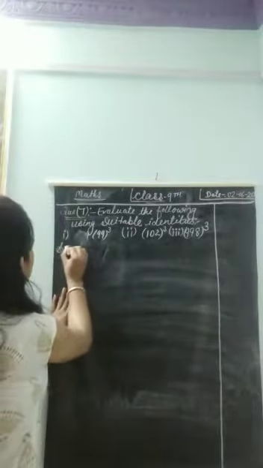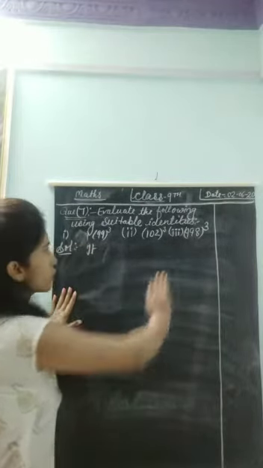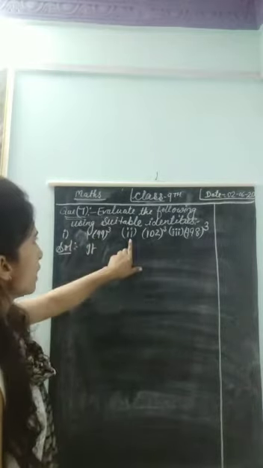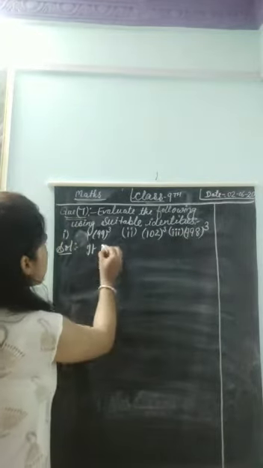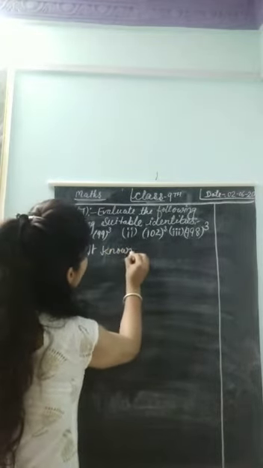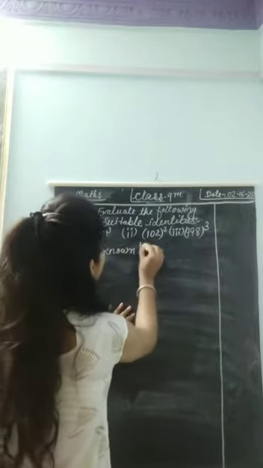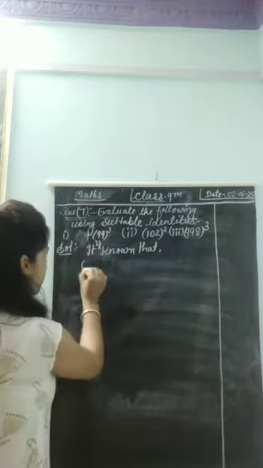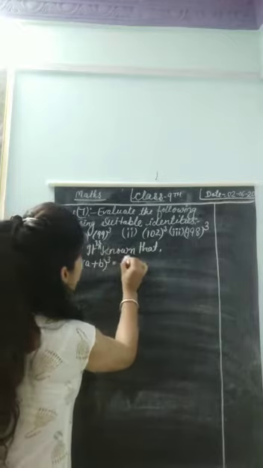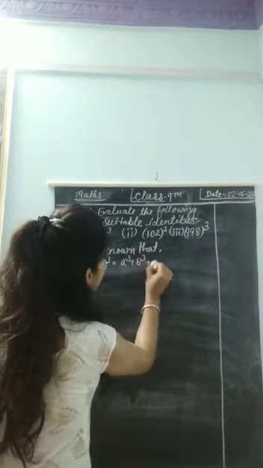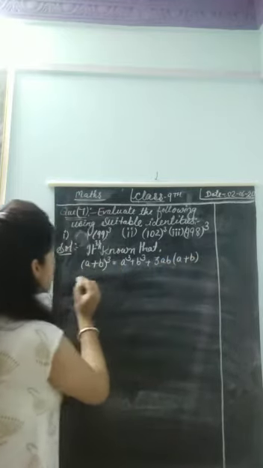Here you have been given 3 parts: 99 cube, second part 102 cube, and 998 cube. The right way to solve it is that (a plus b) whole cube is equal to a cube plus b cube plus 3ab into (a plus b), as you all know.